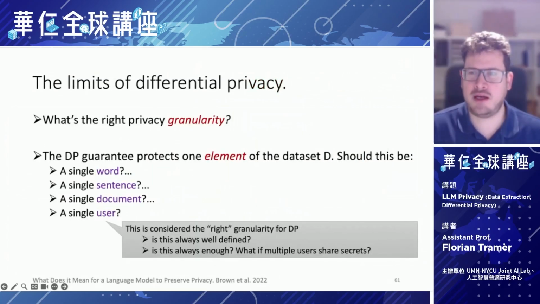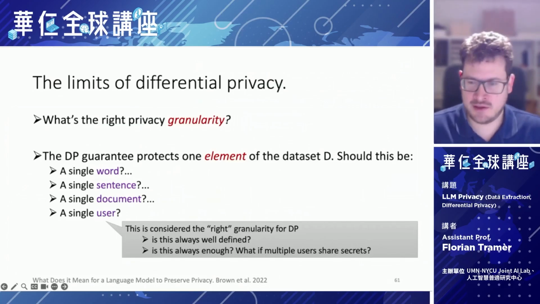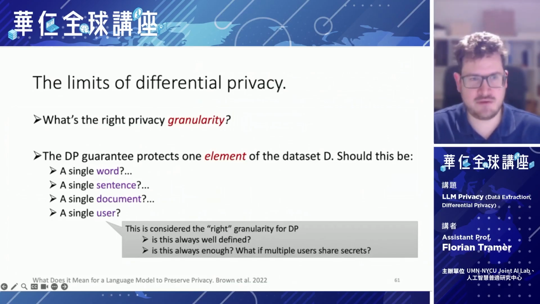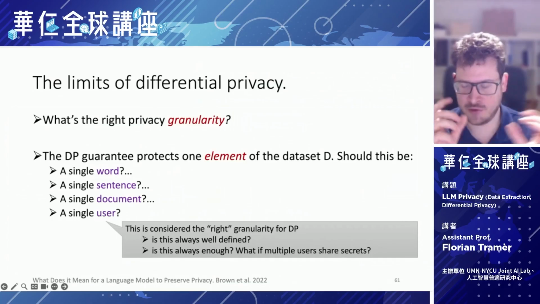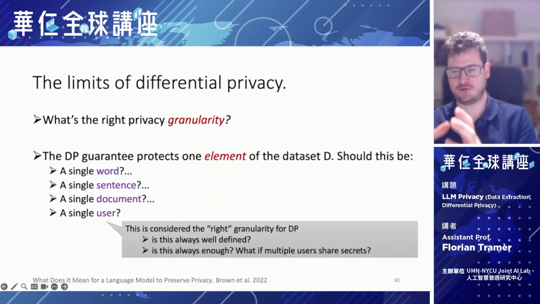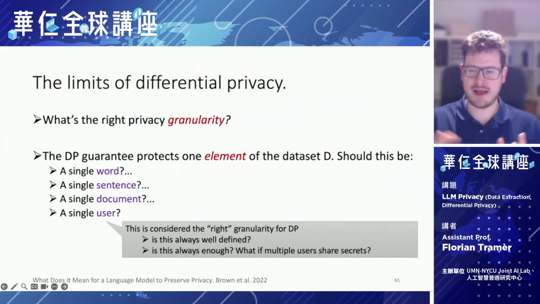Still, when you apply differential privacy, you have to be somewhat careful in how you do this, in that especially with text, it's not always super evident what the right privacy granularity should be for differential privacy. So remember that in the definition of differential privacy, we consider these two neighboring data sets that differ in one element, and you get privacy at the granularity of such one element. But then it's a question of what you consider to be one element of your training data.